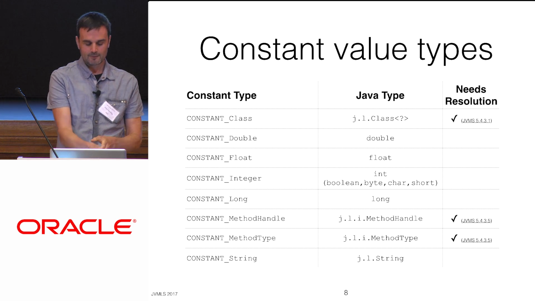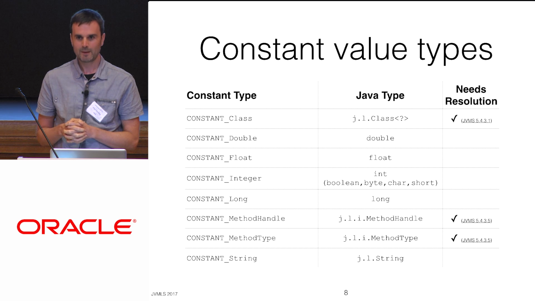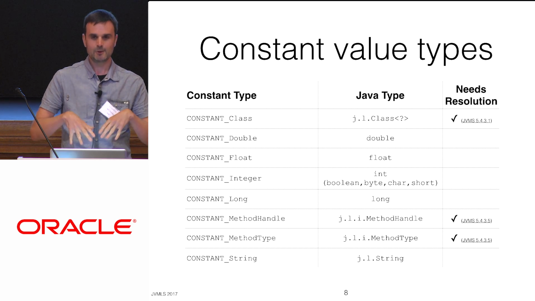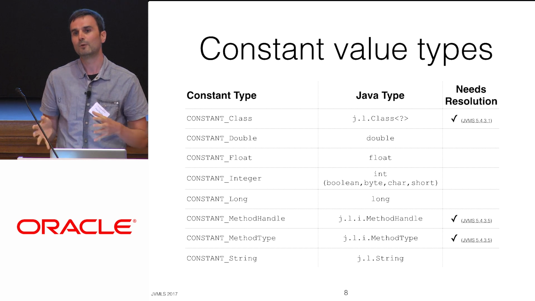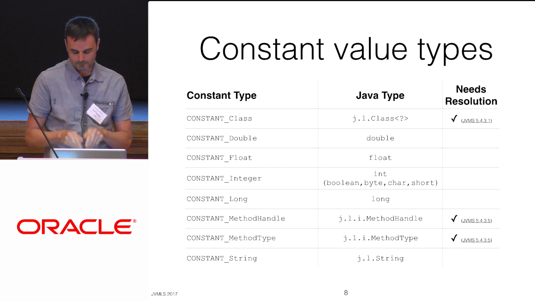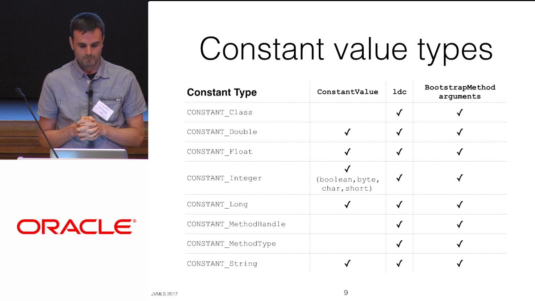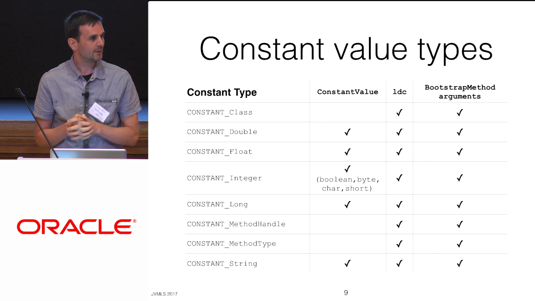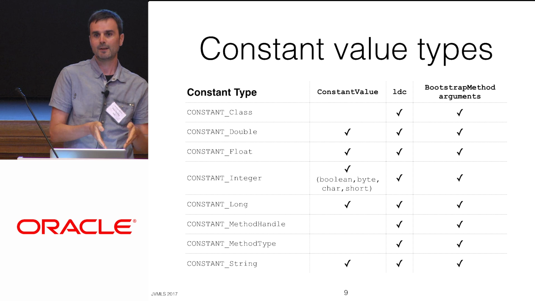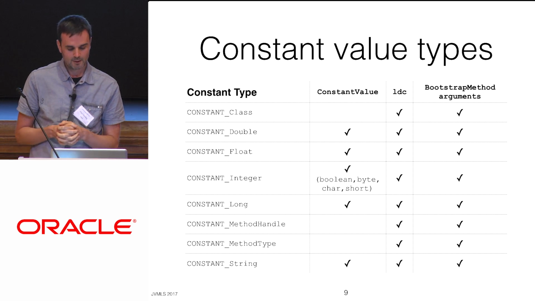The interesting thing is constant integer. We can't represent byte or char directly in the bytecode, so int is used to represent narrower forms, and also the Boolean value, the 0 or 1 there. So if we look at what areas can use these constants, we see this constant value, which is used for static fields. It can only represent, sort of reference primitive values.